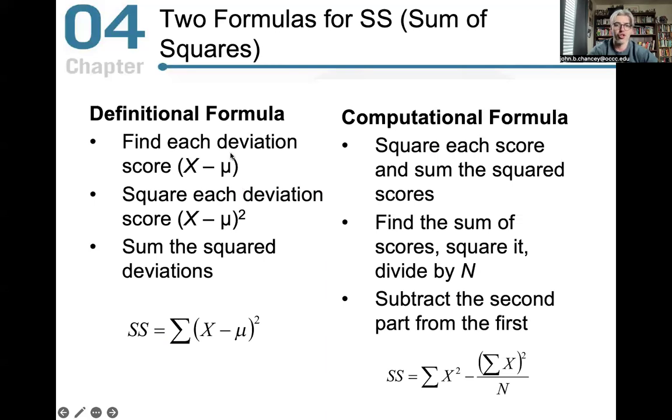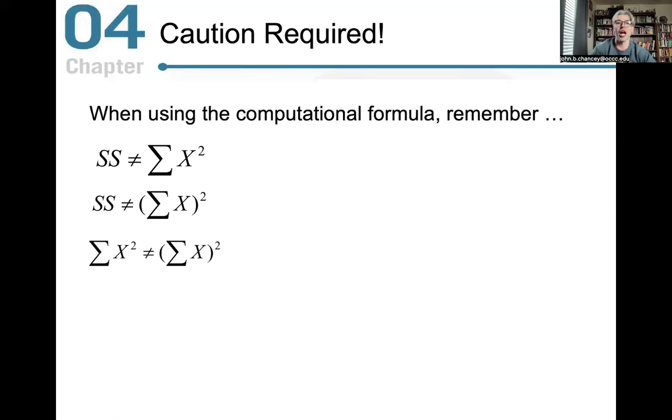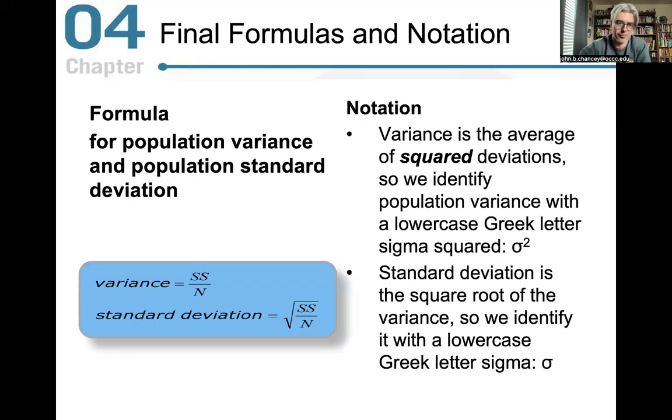With the definitional formula, you find each deviation score, square it, then sum those all up. With the computational formula, you square each score and sum the squared scores. Then find the sum of the scores, square it, and divide by n. Subtract the second part from the first. You've got a couple of different ways to do it. When using the computational formula, remember that sum of squares does not equal summing all of your x's and then squaring. Make sure you're following the summation notation. Otherwise, you're just not going to get the right answer.